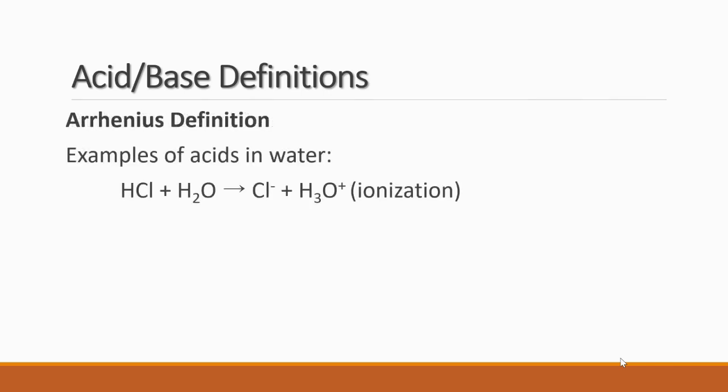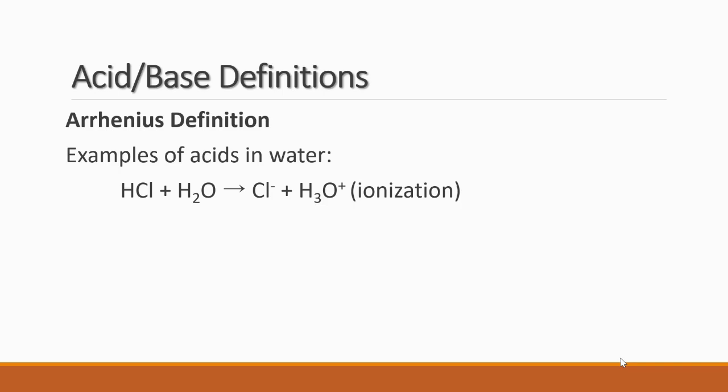So some examples of acids in water: if you take HCl and place it in water, the water takes that hydrogen ion off of the HCl, leaves behind the chloride ion, and makes H3O+. And so you see that formation of H3O+, which is why it is an acid according to the Arrhenius definition. This is called ionization.